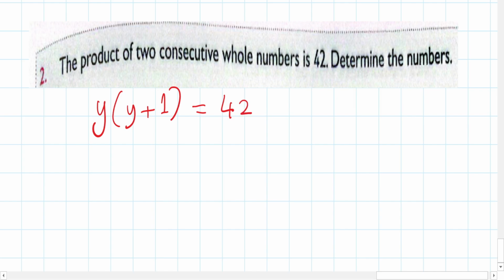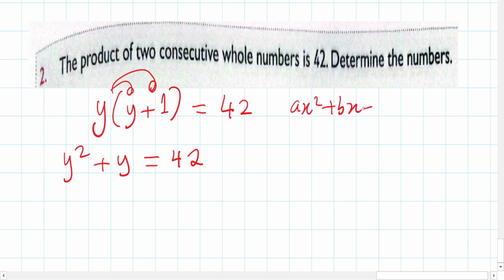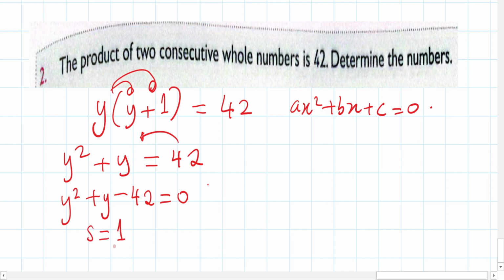Okay, so y times y gives you y squared. This times this, and this times this gives you y squared plus y, which is equal to 42. Arrange it as a quadratic expression, and a quadratic expression should always be in this form: ax squared plus bx plus c is equal to 0. So y squared plus y, bring the 42 to the other side, it's going to give you minus 42 equal to 0. Therefore, your sum is positive 1, your product is negative 42.